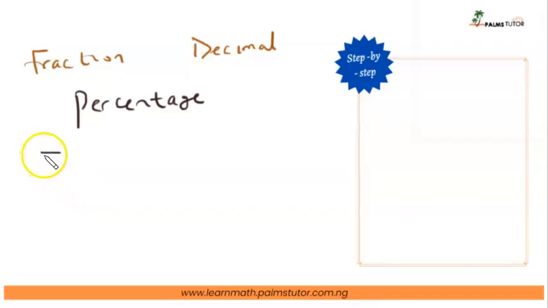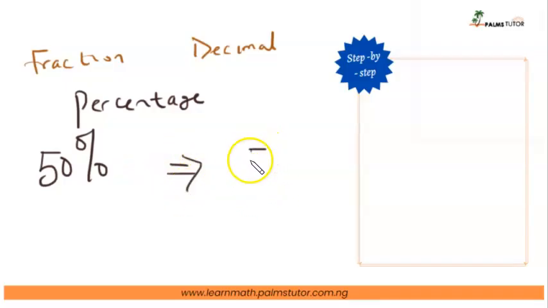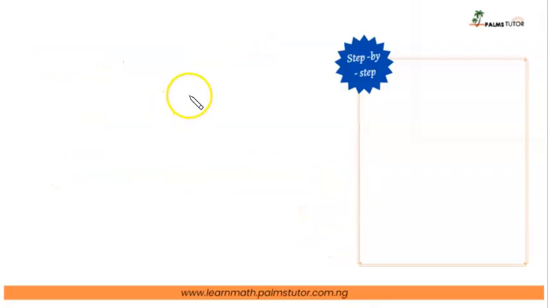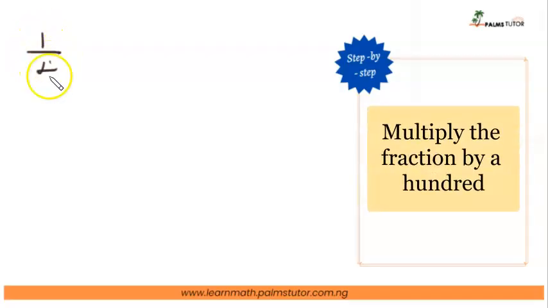So if I say 50%, for example, what does this mean? It means that this person got 50 out of 100. So the denominator of a percentage is always 100. That means when I want to change a fraction to a percentage, I simply multiply it by 100. Okay?